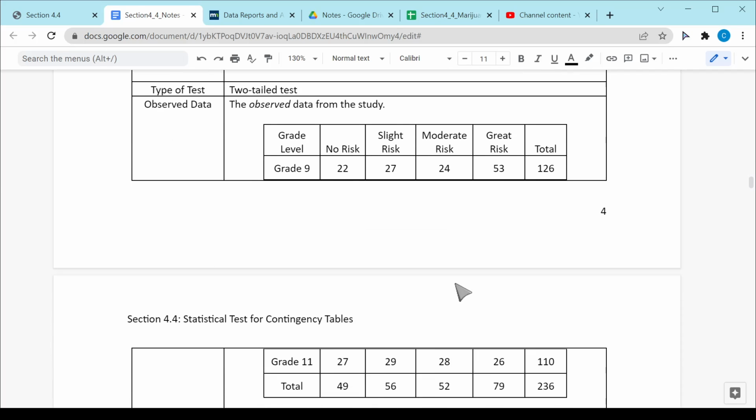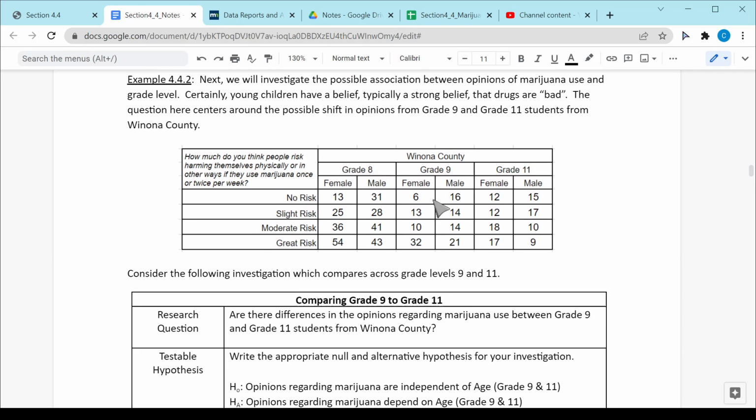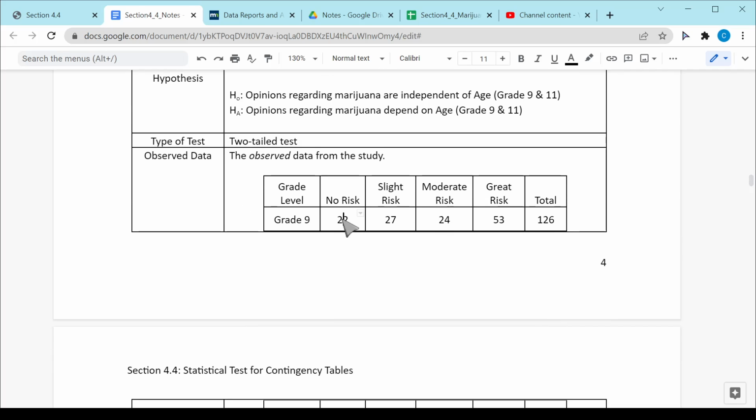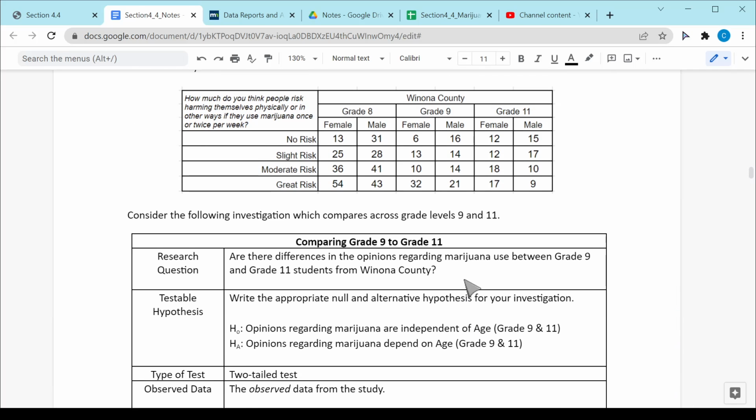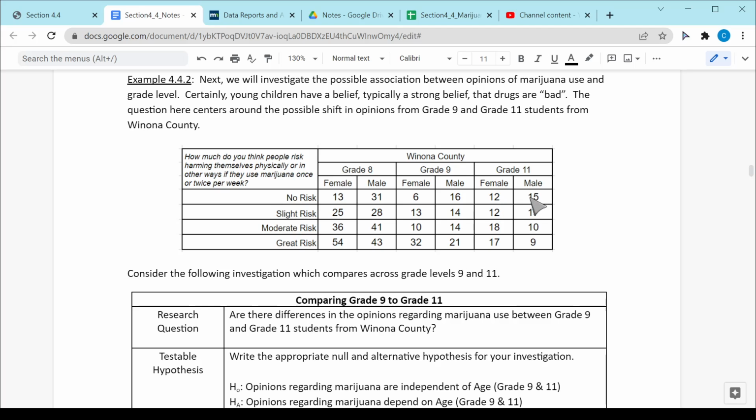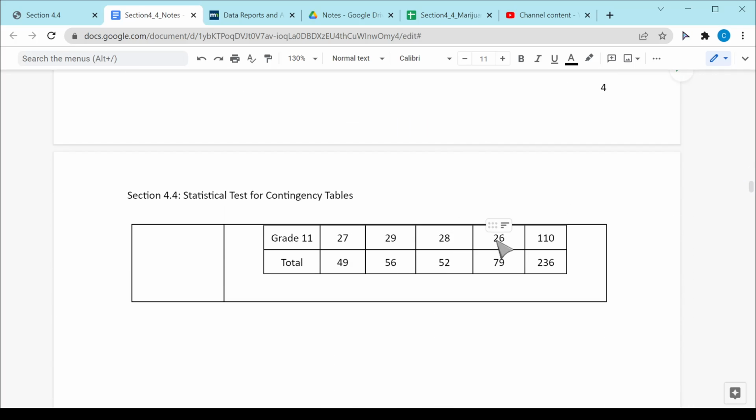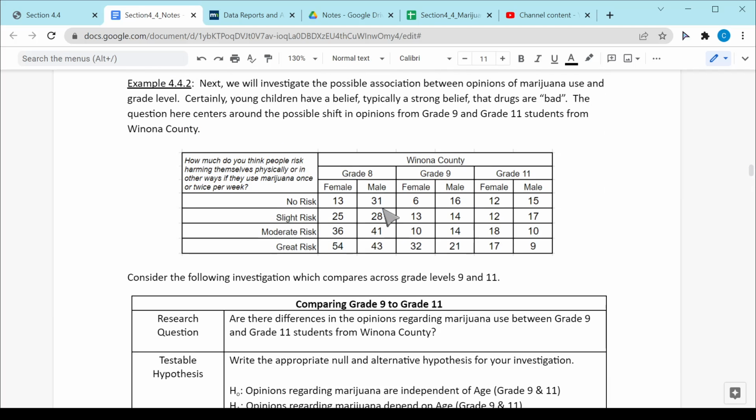Okay. Again, I need to get the observed counts. I'm not going to worry about gender, like I said, so I'm going to take the 6 and the 16, that's going to be 22, the 13 and the 14, that's going to be 27, 24 here for moderate risk, and then 53 there for great risk. So I'm going to end up with 22, 27, 24, 53. Those are the numbers for my 9th graders, and then I'm going to go get those same set of numbers for my 11th graders. So there's going to be 27, 29, 28, and 26 there for my 11th graders. These are going to be my observed numbers, right?